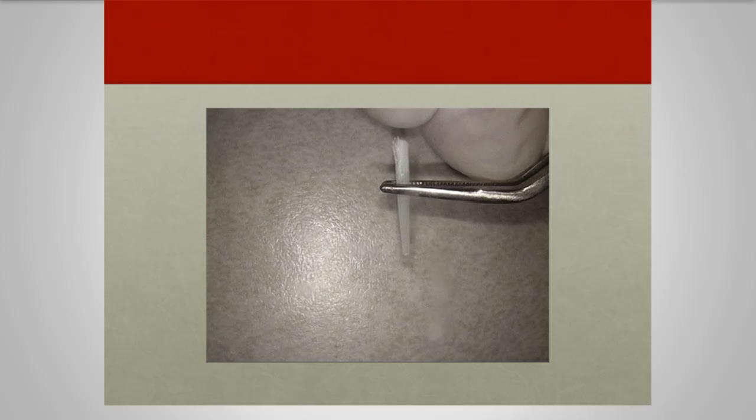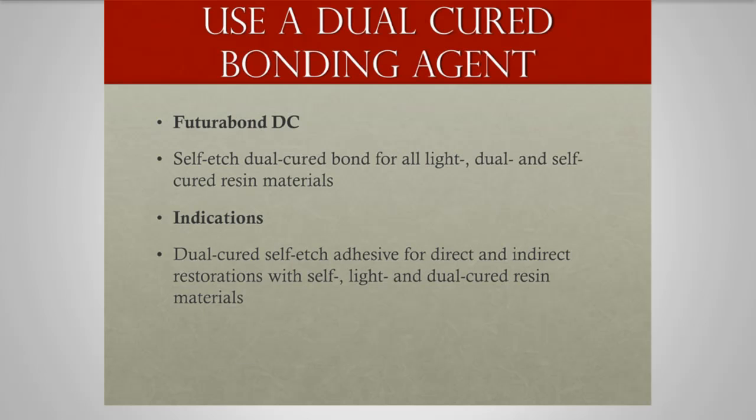We're going to place some bonding material on. There's a special conditioner to place on the post to get it to bond, but then we're also going to need to bond into the canal. And for these cases, I use Futura Bond DC. It's a self-etch dual cure because, again, are we going to be able to get light down to the bottom of that post hole?